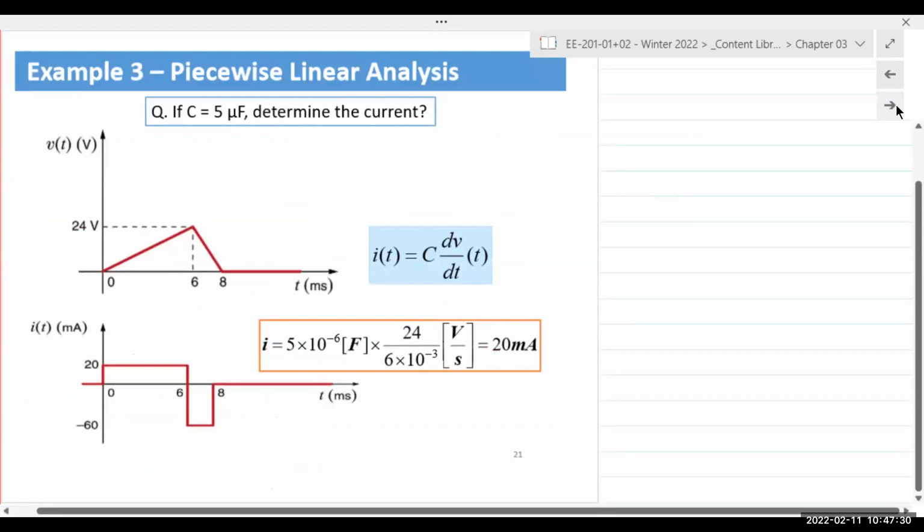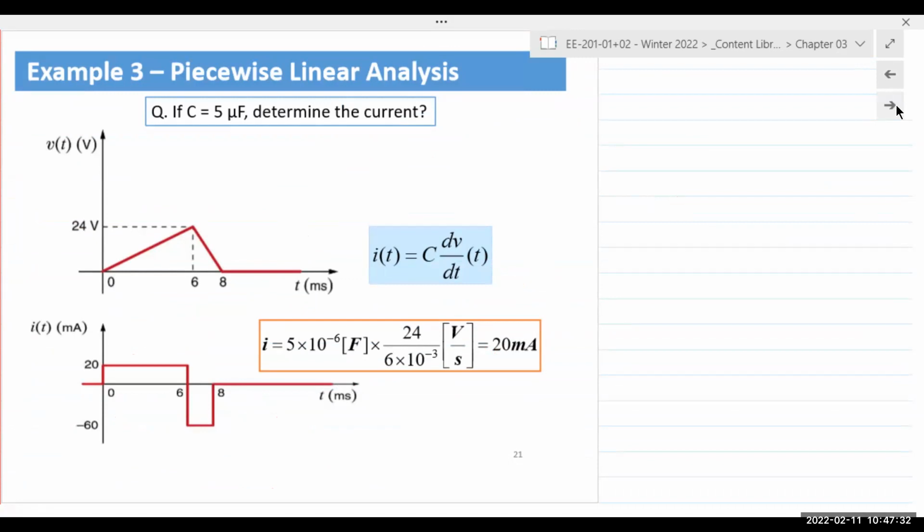So what do we have here? We have a graphical description of a voltage. We are given a capacitor value as 5 microfarads. And that function has a non-linear relationship with time. If we look at the function, x-axis is always time. We can see that before 0 and after 8, the value of that function is 0. So we don't need to worry about that function before 0 and after 8.